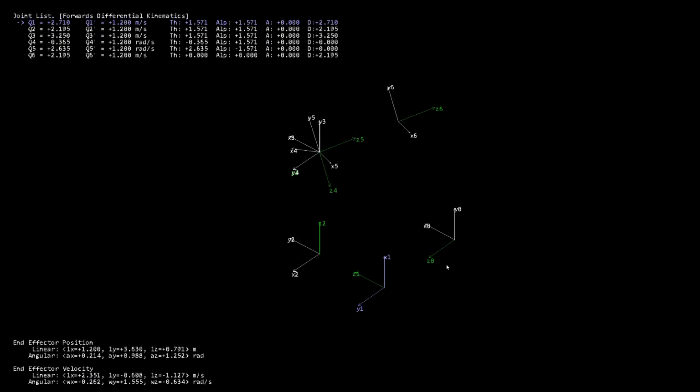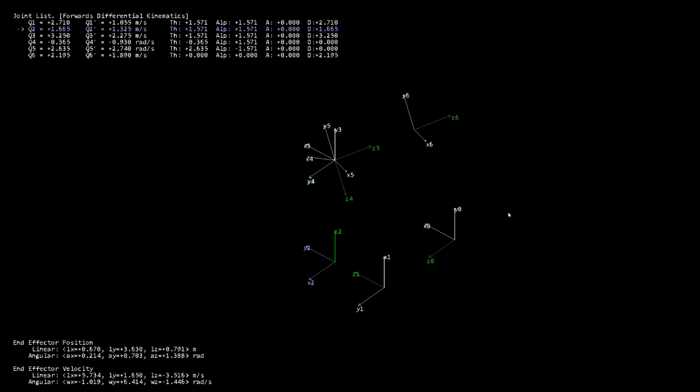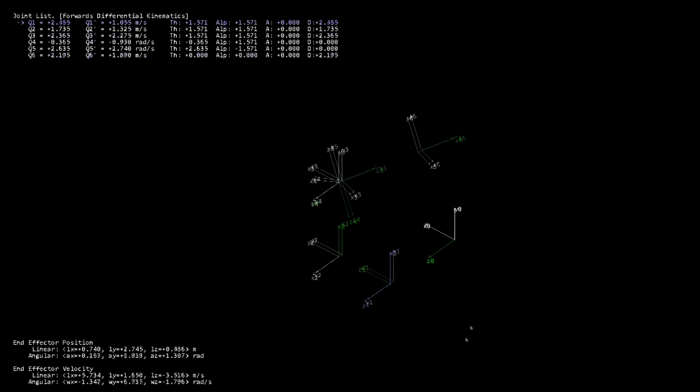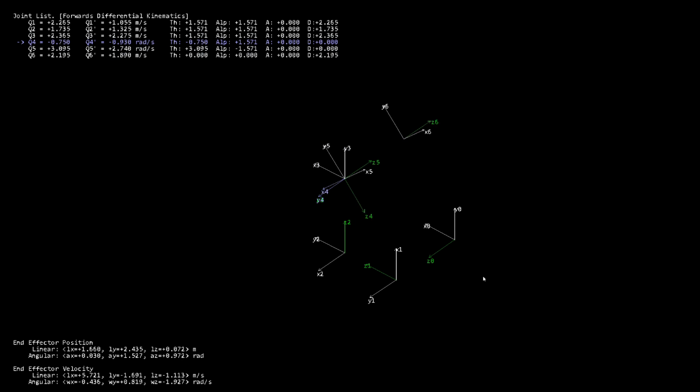Notice how the end effector velocity changes as we manipulate Q'1, Q'2, Q'3, Q'4, Q'5, and Q'6. Additionally, notice how changing joint positions also changes the end effector velocity as appropriate.